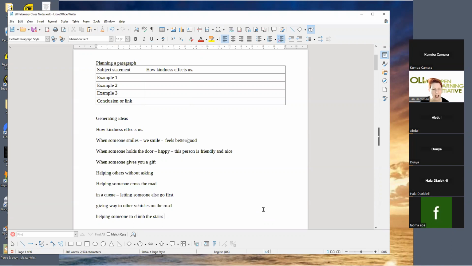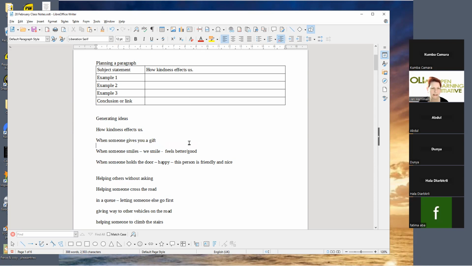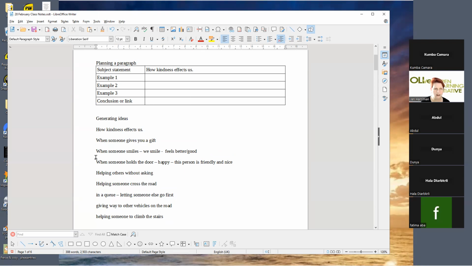Okay, so what is really common? I see a common thread in all of these. Well, let's see, I'm going to move this one up because this one's slightly different. So when someone gives you a gift, that always feels really good. But when someone smiles, we smile and we feel better. And what do all of these have in common? The art of giving. It's really just helping.